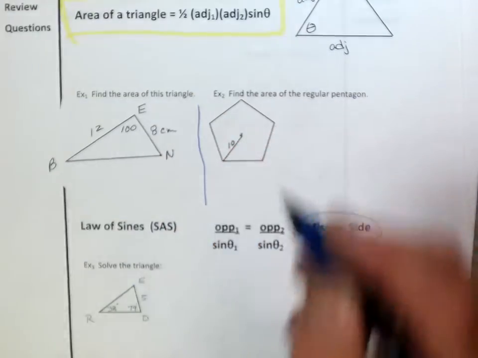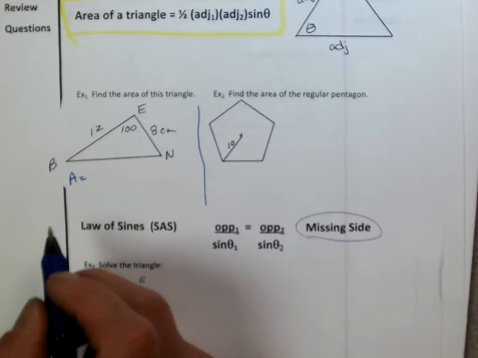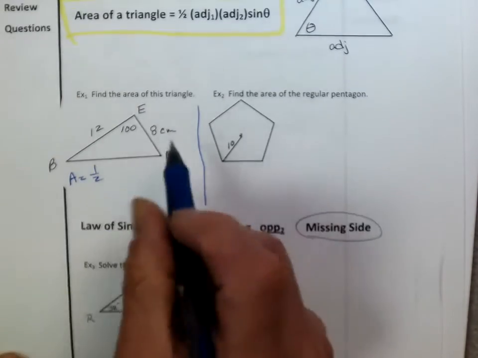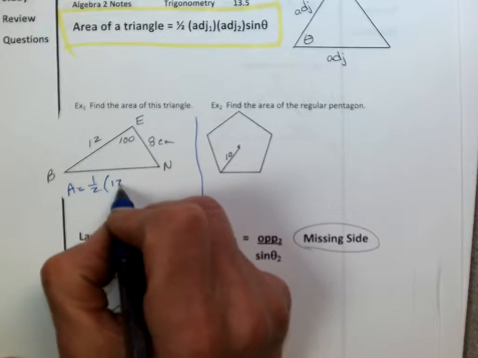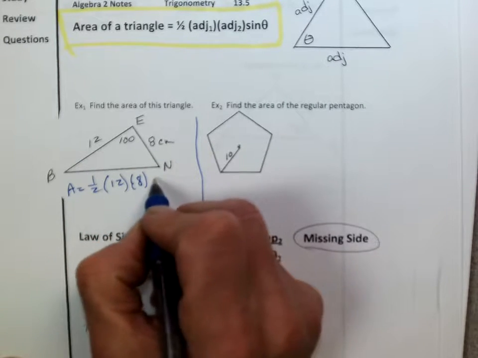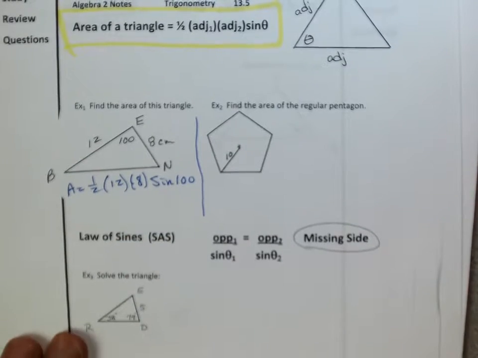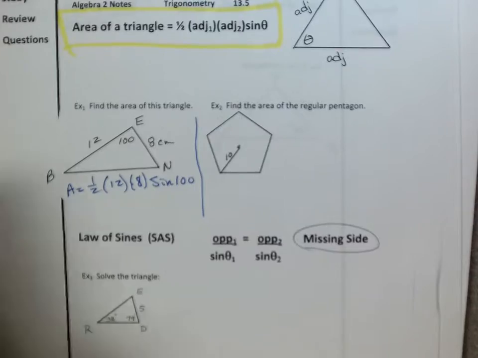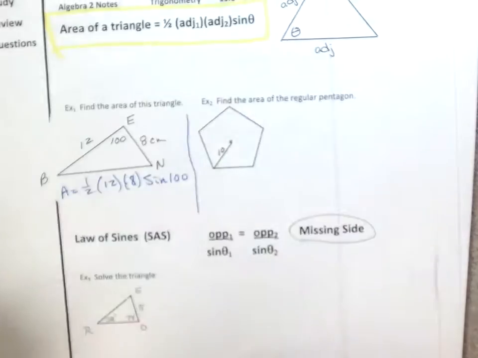So example 1, we're going to go area, or A, equals 1/2, because that's what the formula says, 1/2 adjacent 1, which is 12, times adjacent 2, which is 8, times the sine of 100. That's all you have to do. And of course, we're going to use our calculator to get the answer. Make sure we're in degree mode, right? Degree mode.